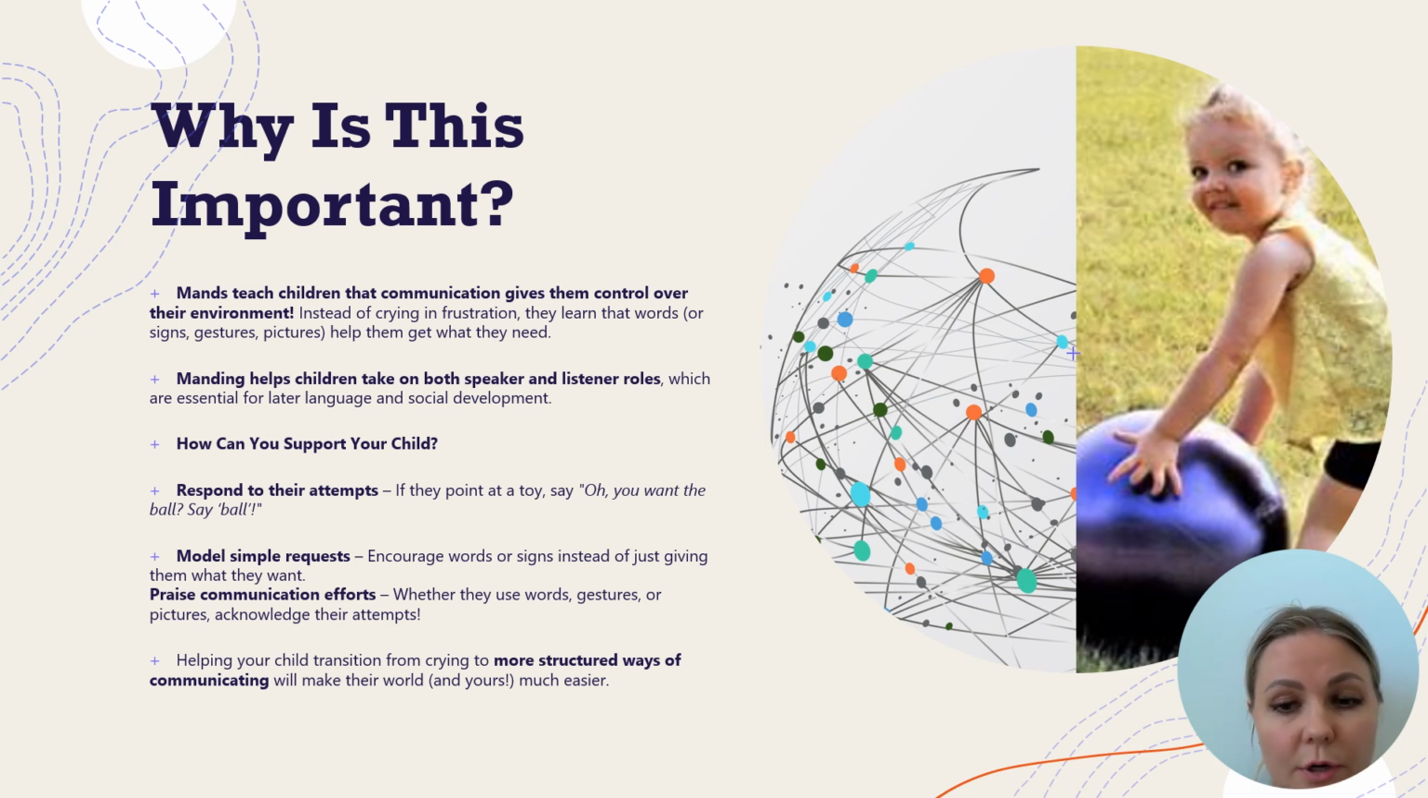How can you support your child? Respond to their attempts. If they point at a toy, say, "Oh, you want that ball?" Say, "Ball." Model simple requests. Encourage words or signs instead of just giving them what they want. Praise communication efforts. Whenever they use words, gestures, or pictures, acknowledge their attempts. Helping your child transition from crying to more structured ways of communicating will make their world and yours much easier.